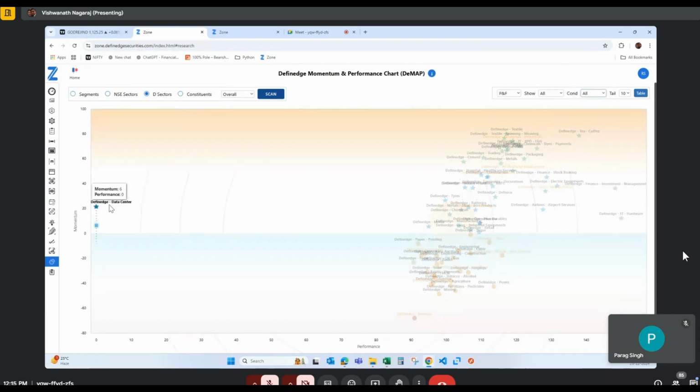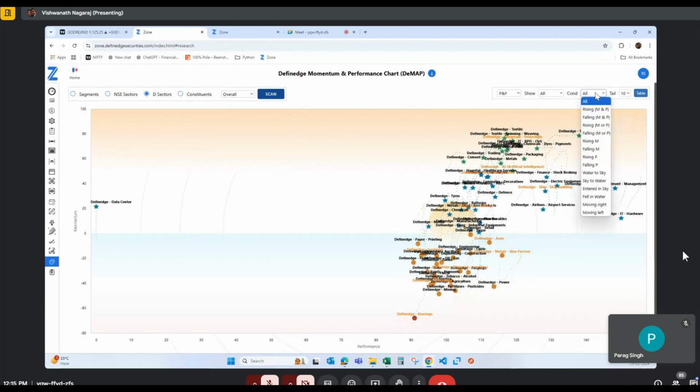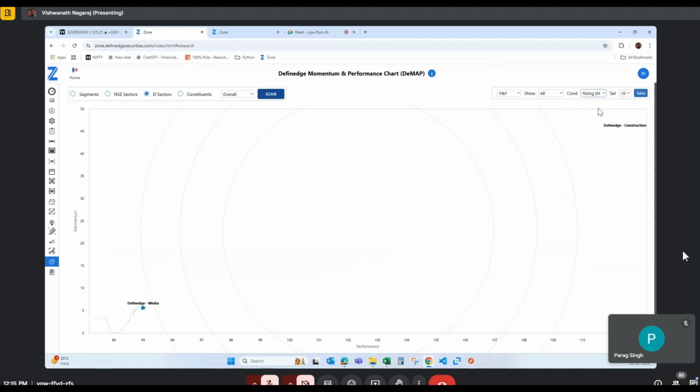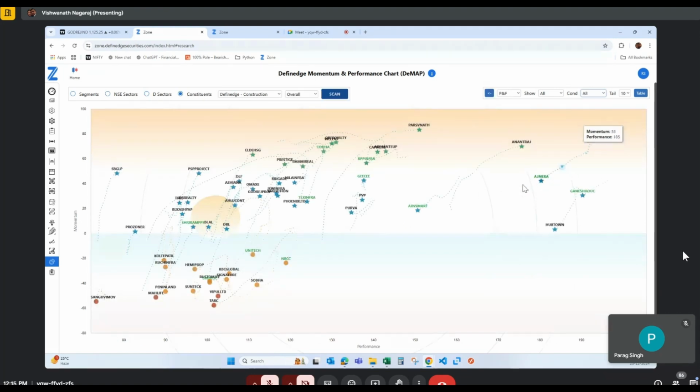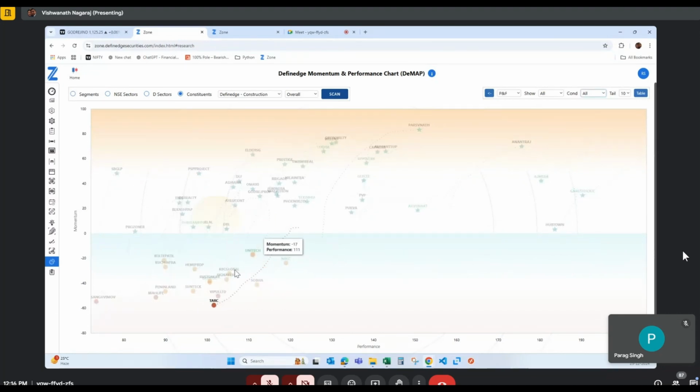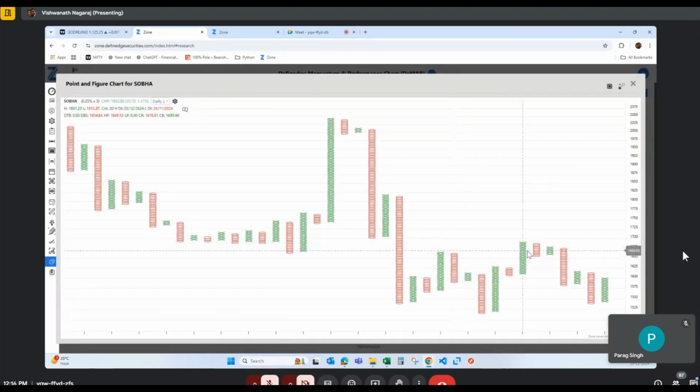Now the next thing that I look at, the most important element, is rising momentum and performance. Both should be rising. Okay, see the tail, this is construction and media. Now if I go a little more inside it, can you see a lot of greens here in the water? Okay, let's just take a quick look at some of them.